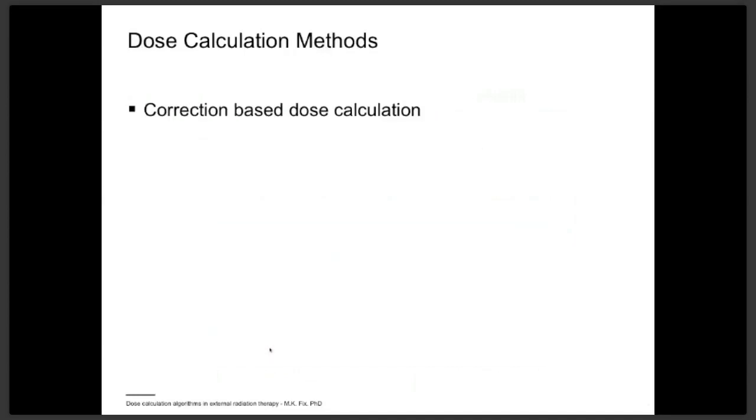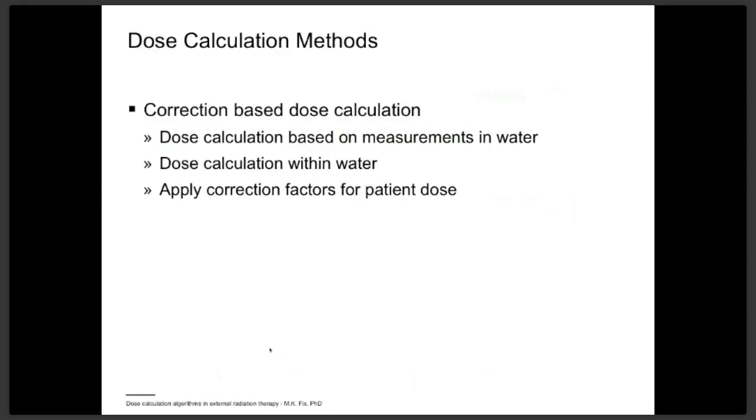And typically one distinguishes between so-called correction-based dose calculation algorithms, or type A calculation algorithms. And those are built on calculation based on measurements in water. You have to do a lot of measurements in water for your local linear accelerator. In the second step, you then make a dose calculation within water and apply correction factors for getting an estimate of the dose distribution within the patient. So that's why they are called correction-based dose calculation algorithms.